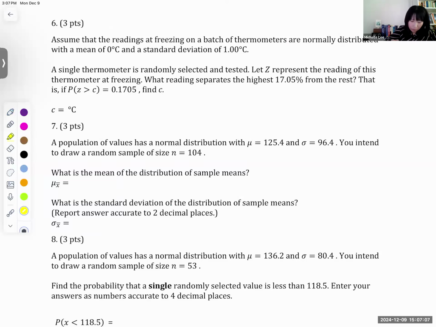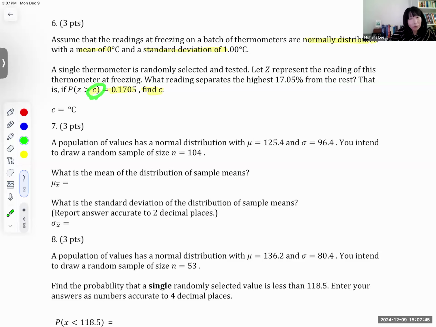All right. Okay. So number 6. Normally distributed, and the mean is 0, standard deviation is 1, right? And then we want to know about the probability. When the probability is 0.1705, we need to find the C, right? Okay, look. Using the z-score, right? So mean equal to 0, standard deviation is 1. Can you please find the C?